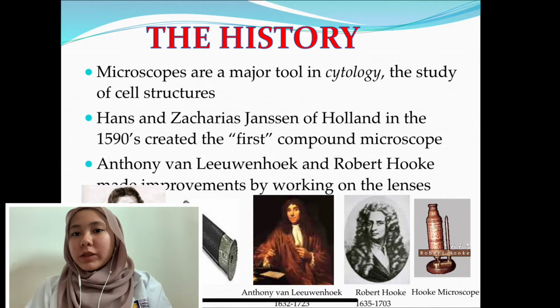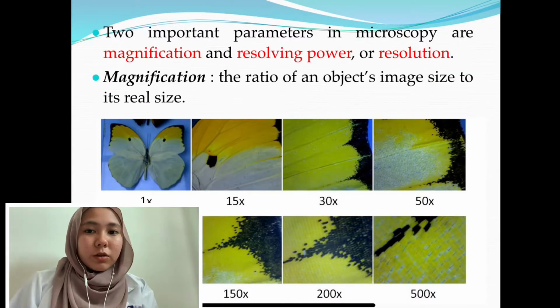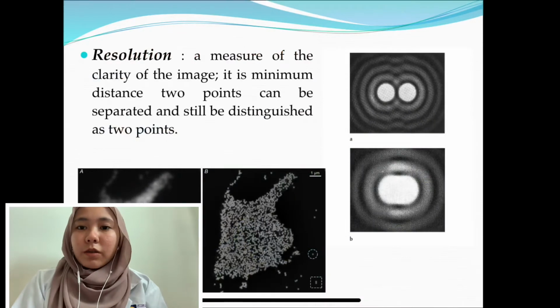The first microscope was invented by Hans and Zacharias Janssen in the 1590s by creating the first compound microscope, and then it got upgraded by Anthony van Leeuwenhoek and Robert Hooke by improving the lens. The two important parameters in microscopy are magnification and resolution. Magnification is the ratio of an object's image size to its real size. Resolution is a measure of clarity of the image.